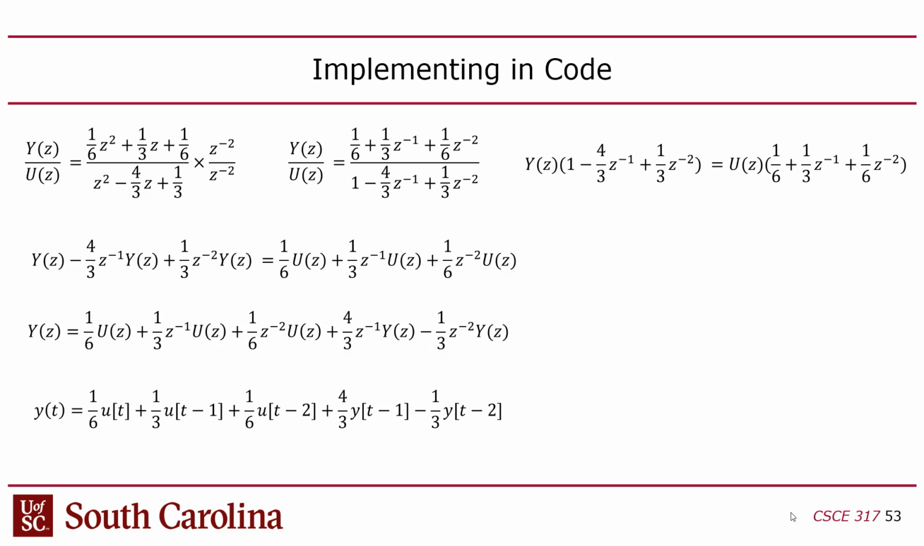You got to have negative or 0 exponents of z, and the 0 exponent of z is the one that I have on the left side of the equation, meaning the current sample for y. So I can have the current sample of y here, the current sample of u here, and then prior samples of u and y here, right? Make sense?